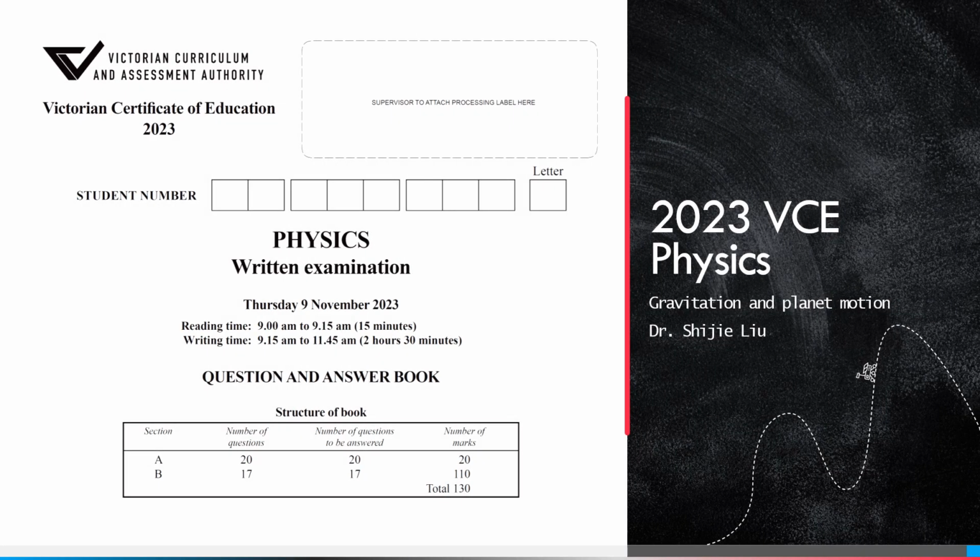Today, let's learn together about the 2023 physics examination. We will focus on questions related to gravitation and planet motion.